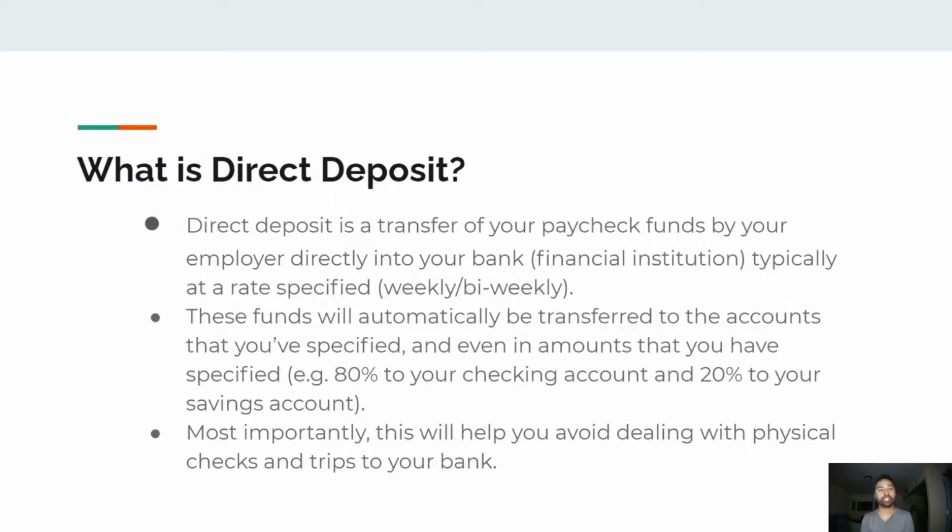So these funds are going to be automatically transferred to the account that you specified, and even in the amount that you specify. For example, if you have a separate account, perhaps a high yielding savings account online versus your physical bank where you have your checking account, you can send, say, 80% to your checking account and 20% to your savings, or vice versa, or you can specify an actual amount of money, right? So that's one of the benefits that we get from having direct deposit. But most importantly, this is going to help you avoid dealing with physical checks and trips to your bank, as I mentioned before as well.